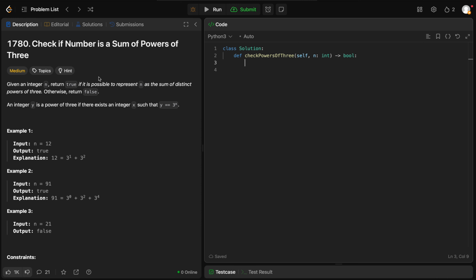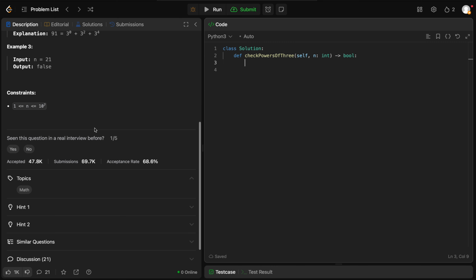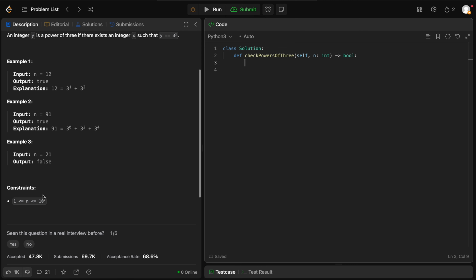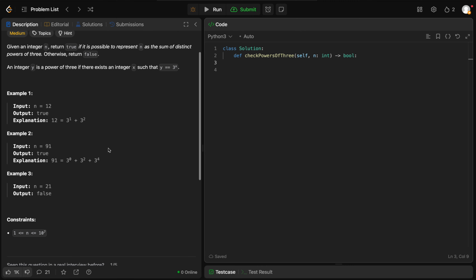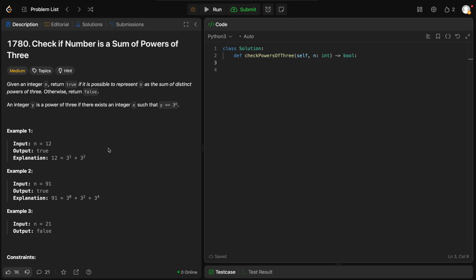Check if number is a sum of powers of 3. Given an integer n, return true if it is possible to represent n as the sum of the distinct powers of 3. Otherwise return false. So I have 10 to the 7th, and I have to check if it's a sum of powers of 3.